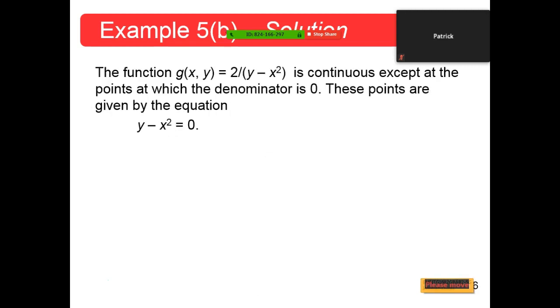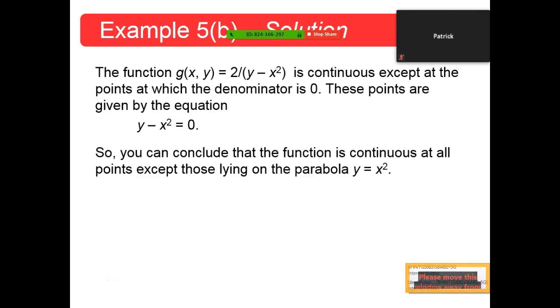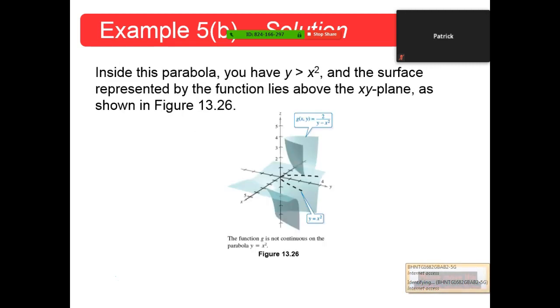I didn't have to. Now, this one is continuous except at the points where the denominator is 0, just like the other one was. These points are given by, and they put equal to. I don't like to put equal to. I put not equal to. That reminds me they can't exist there. And they conclude that the function is continuous at all the points except those that lie on that parabola, y is equal to x squared. So this is sort of what that one looks like. What a weird rendition here.